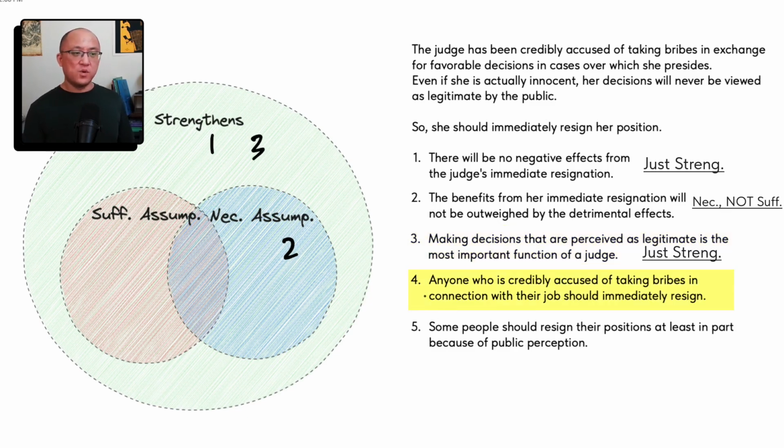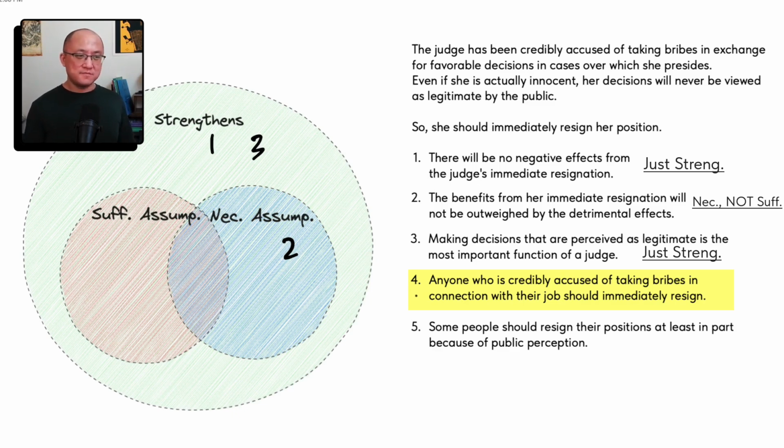What about number 4? Anyone who is credibly accused of taking bribes in connection with their job should immediately resign. If that is true, then that would guarantee this conclusion because this judge was credibly accused of taking bribes in connection with her job. She took it in connection with decisions that she was presiding over. So 4 is telling us if you fall into that category, then you should immediately resign. So number 4 is a sufficient assumption. Is it necessary to assume though?